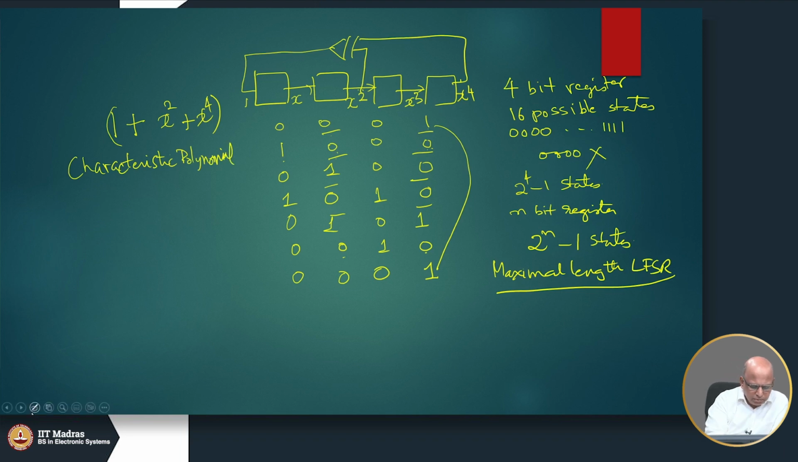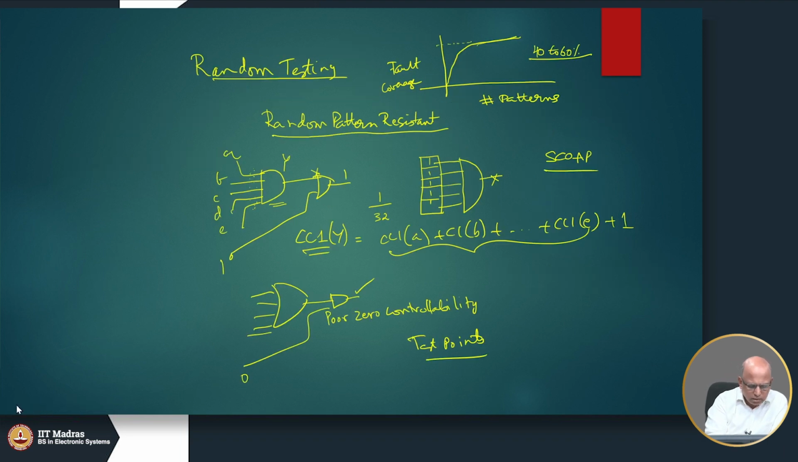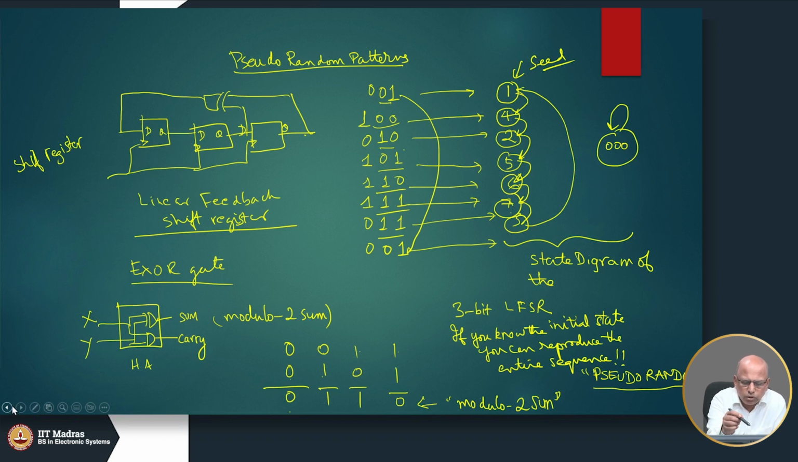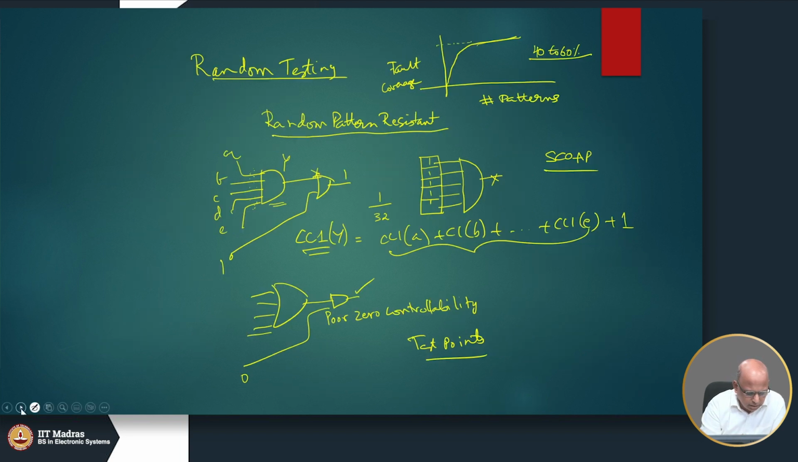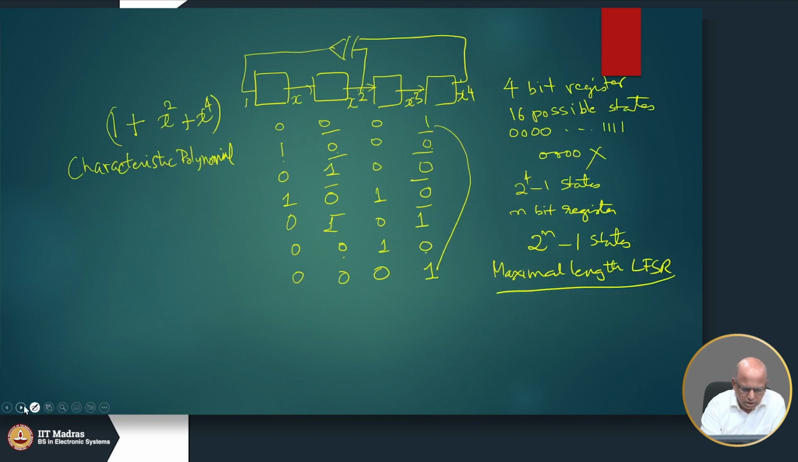Okay. In the previous exercise, the characteristic polynomial of this is what? 1, x is not included, x square and x cube. So, when you see the polynomial, the degree of the polynomial will tell you how many flops there are. In this case it is a 3-degree polynomial, so this must have 3 flip flops. In the same way, here the degree of the polynomial is 4, so that means it has 4 flip flops.